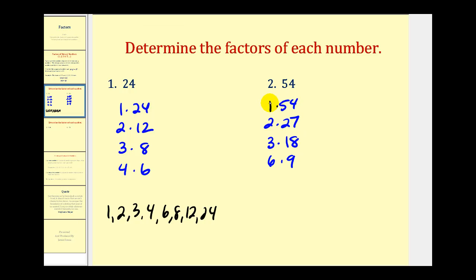And again, we'll list them in order from least to greatest. So we have 1, 2, 3, 6, 9, 18, 27, and 54. These are all the numbers that divide evenly into 54.